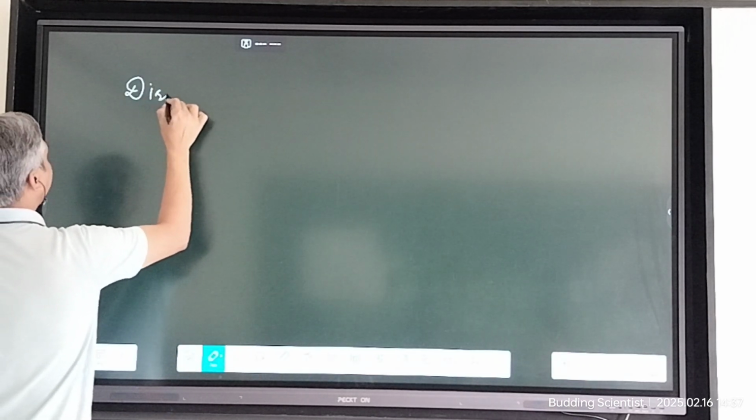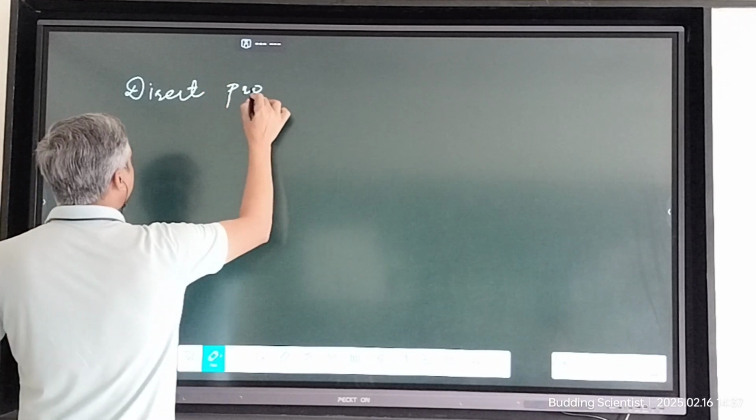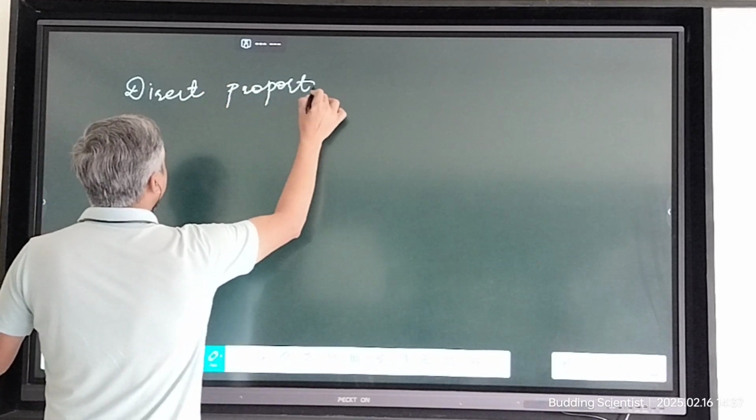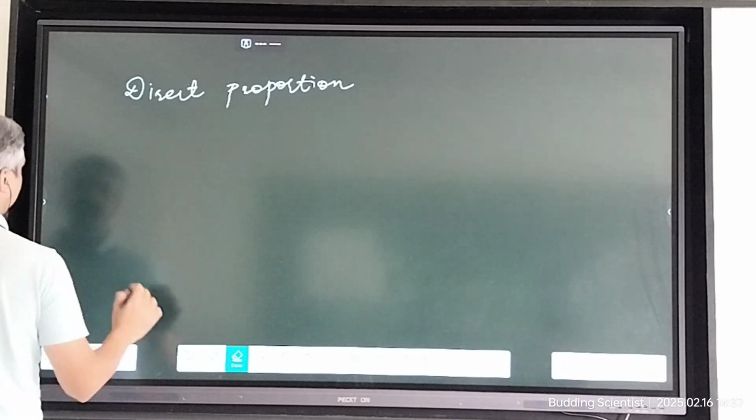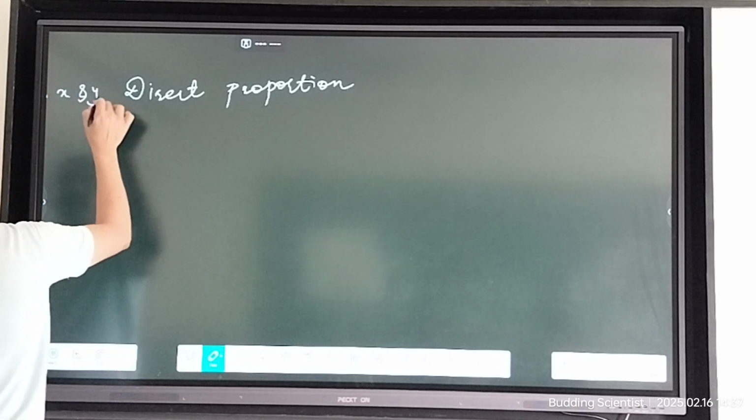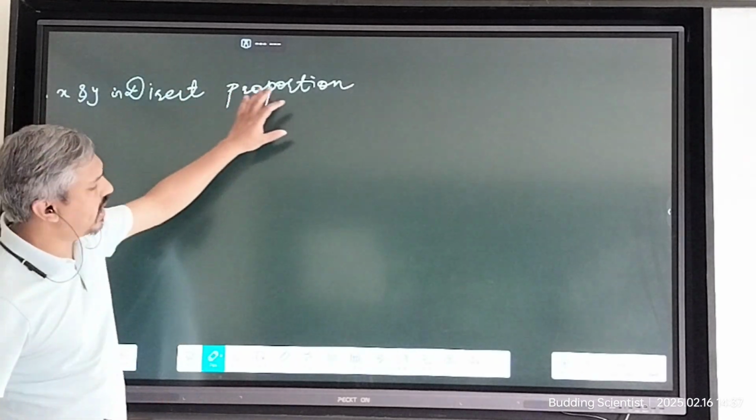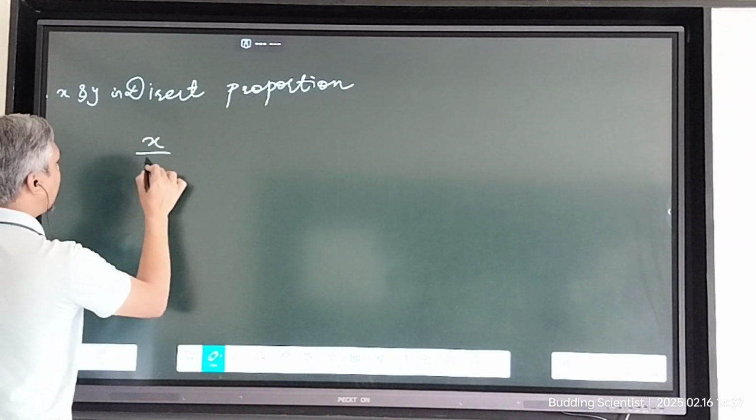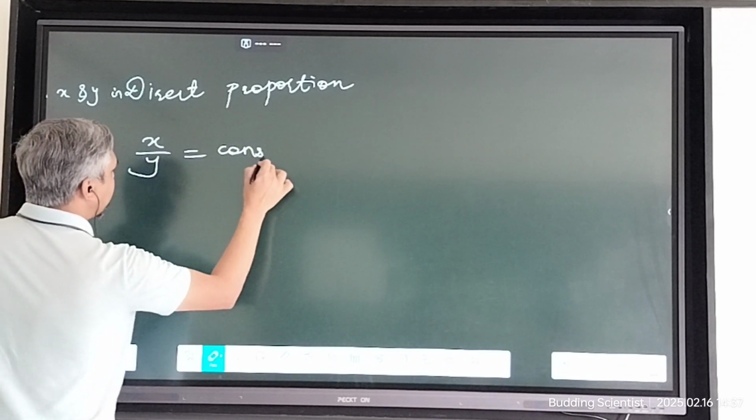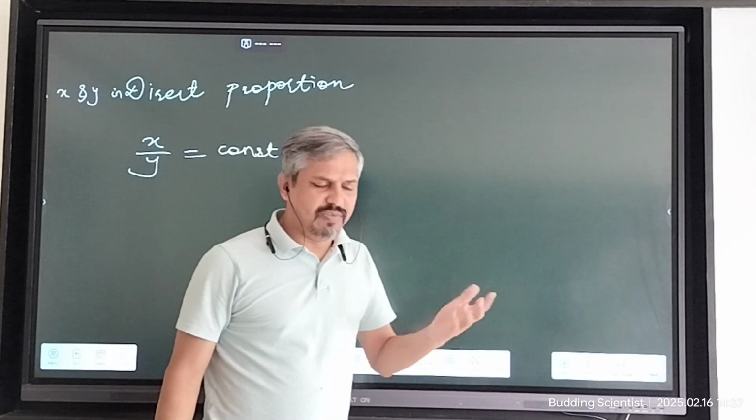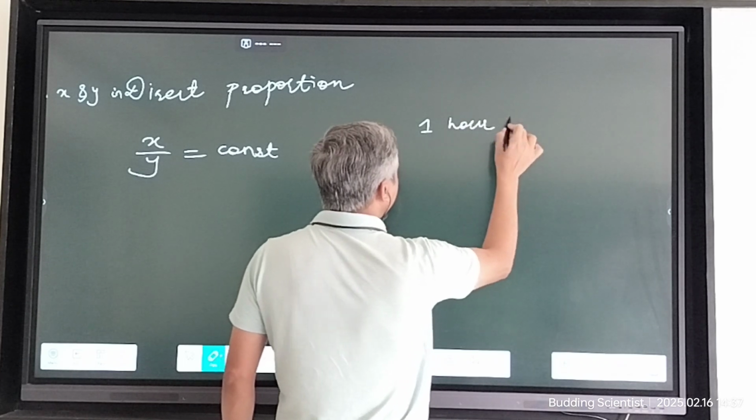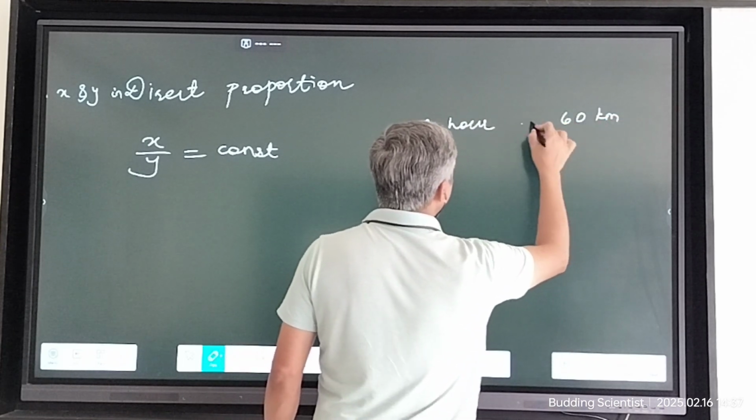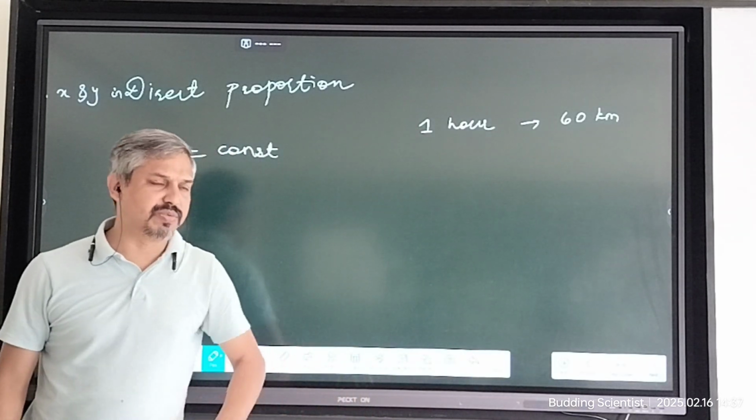If we know that two quantities are in direct proportion, then the obvious fallout is this: if x and y are in direct proportion, then x upon y is equal to a constant. Example: if the speed is uniform, then in 1 hour a car can travel 60 km. That is, the car is traveling at the same constant speed of 60 km per hour.